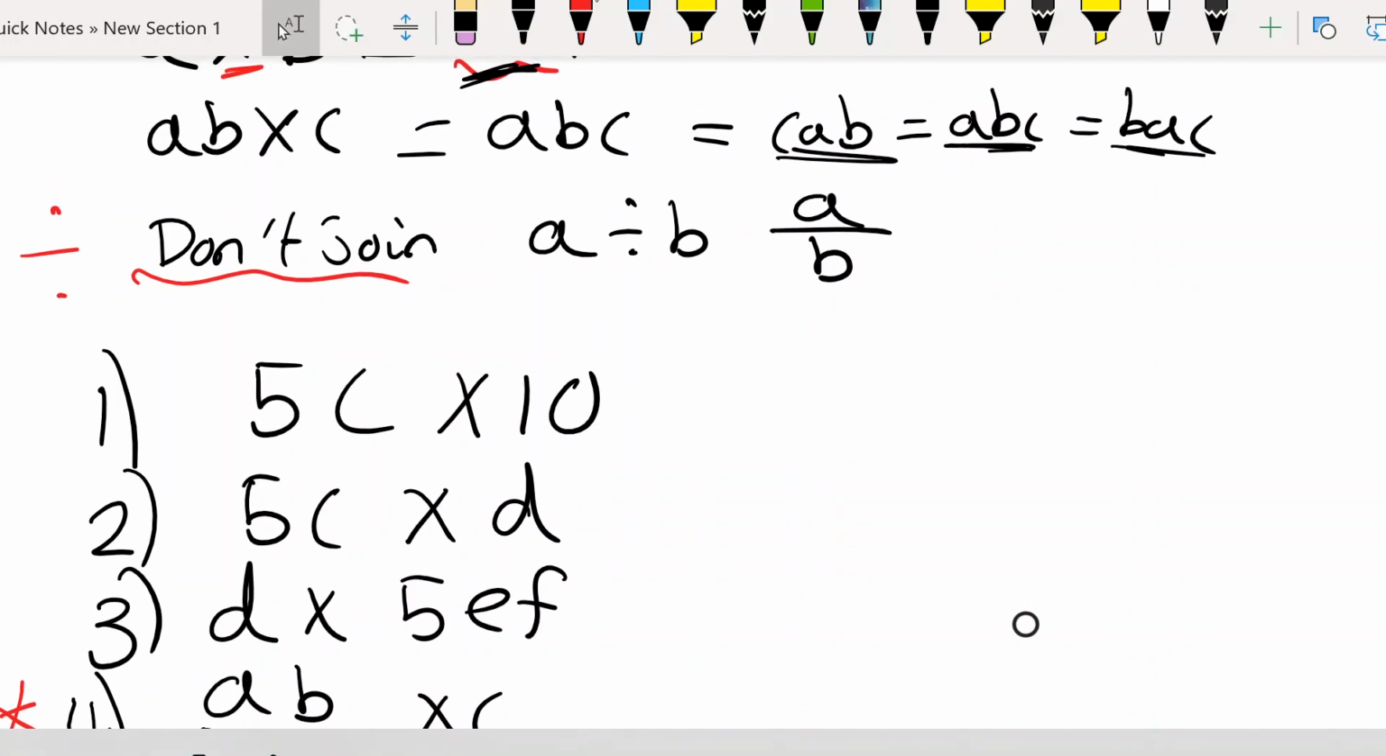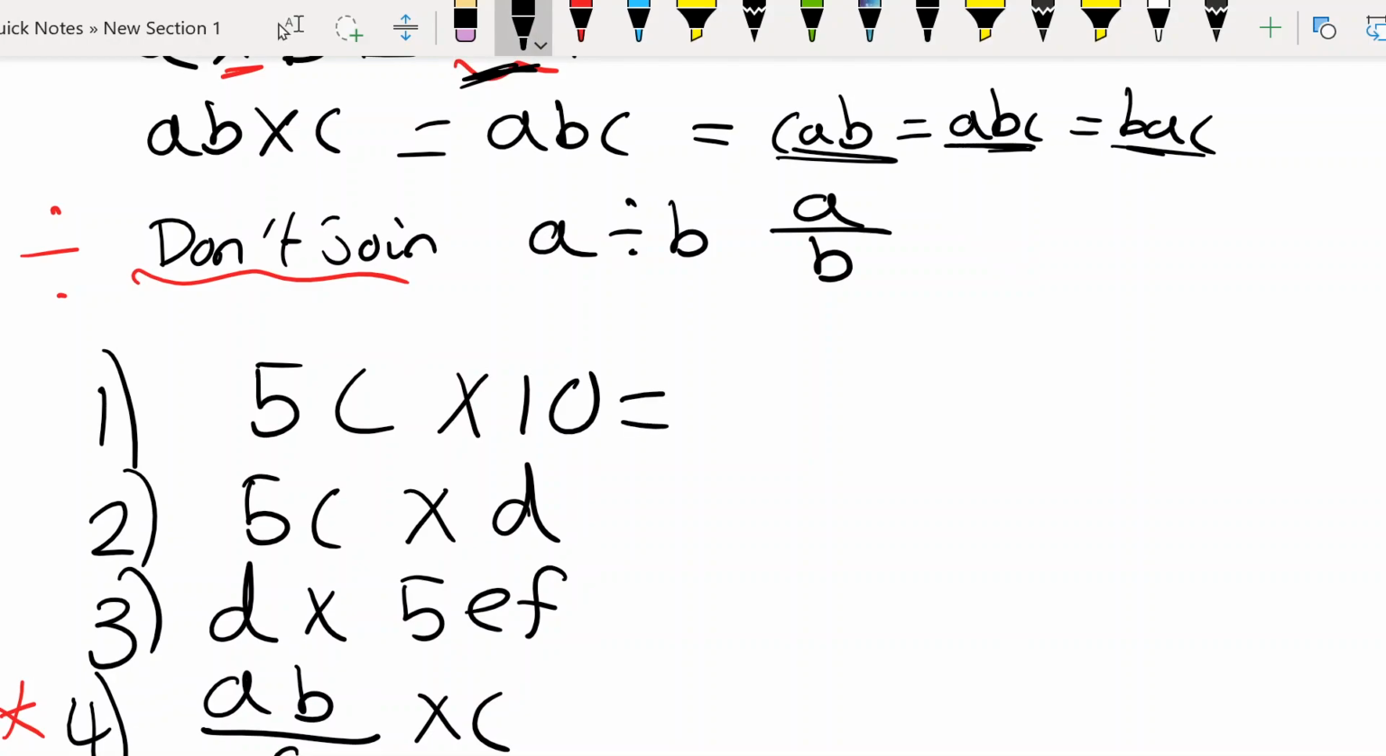Okay, if you paused the video and had a go at those, you'll find that the first one is fairly straightforward. You just do what we've done before. You take the numbers in front of the letters and you multiply. So 5 times 10 will give you 50. And then don't forget your variables, so C written on the end, because you don't want to forget what you're talking about: apples, bananas, C's, D's, E's, F's.